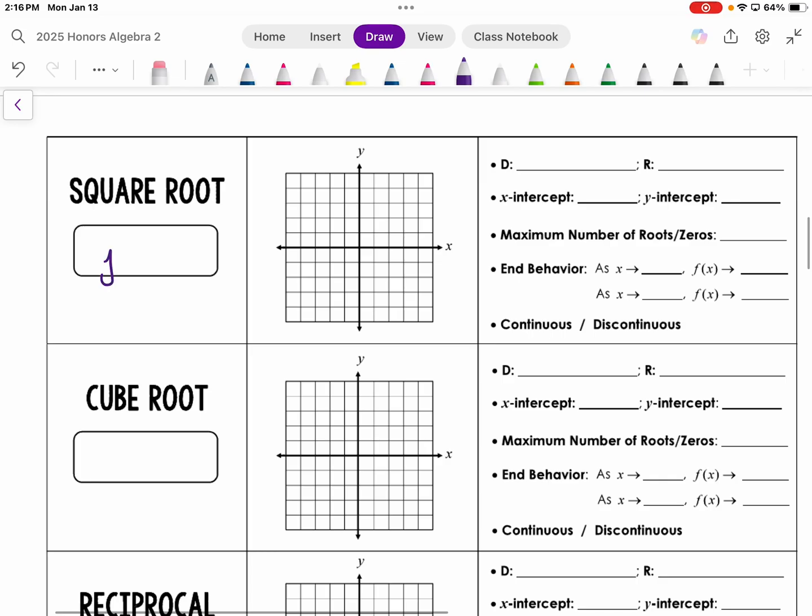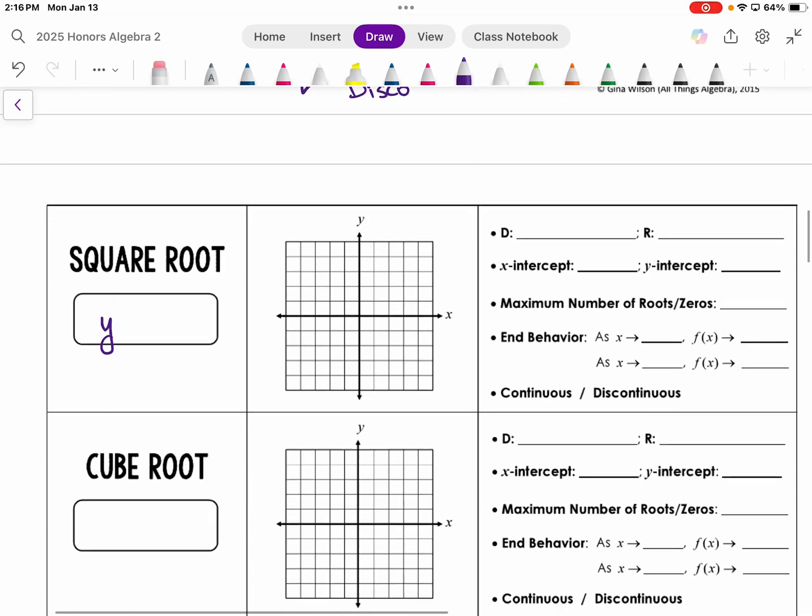So, square root. This would be the y equals square root of x graph. Now, what does that look like as a picture? You can take the square root of 0. It's 0. Then it's 1, 1, and then 4, 2, and it's a slow curve up. There's the square root graph.